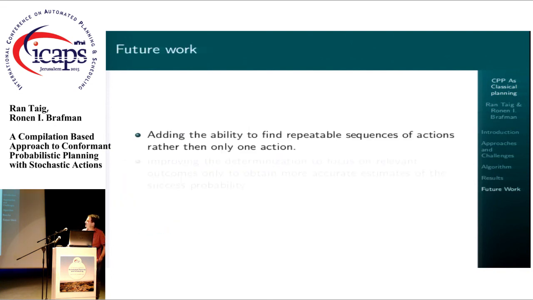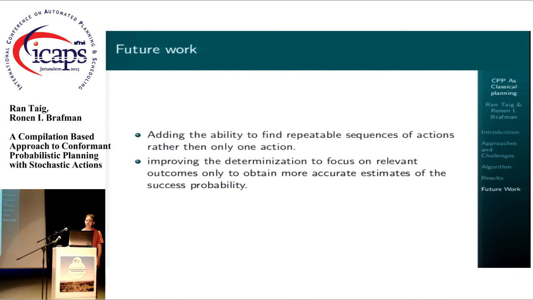For future work, I would like to add the ability to find not only a repeatable action, but repeatable sequences of actions. This is also very common, and we cannot handle it right now. And to improve the determinization so it can focus on relevant outcomes only, so we can obtain more accurate estimates of the success probability. That's it.